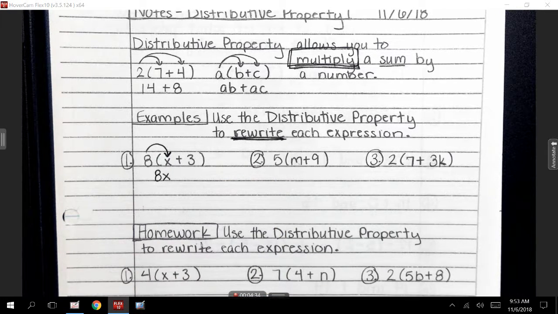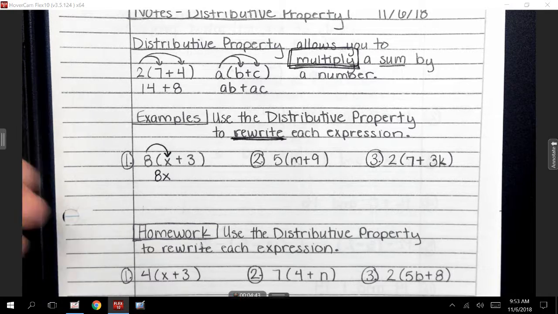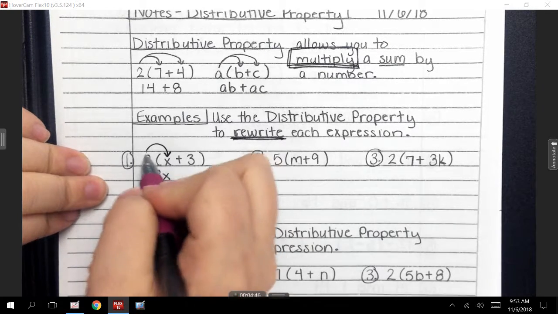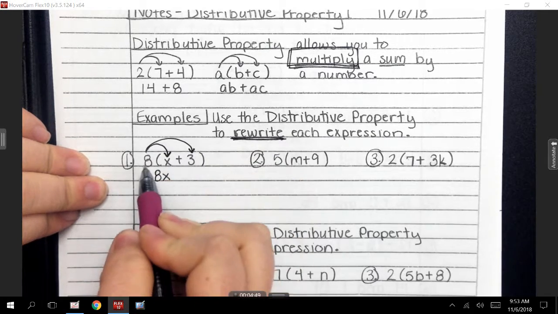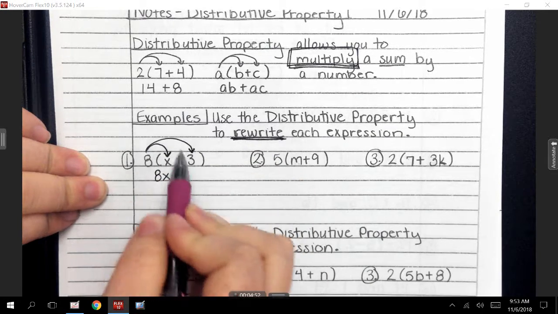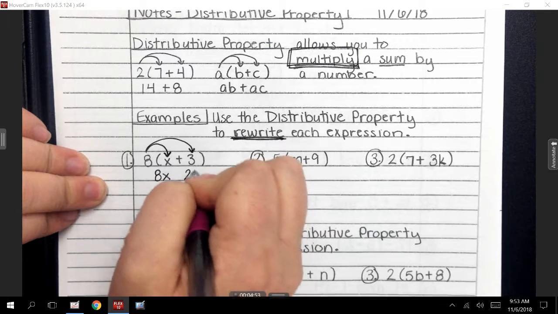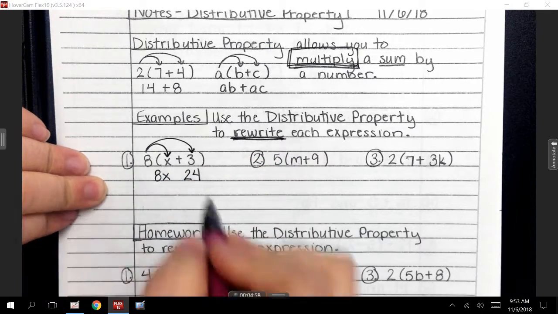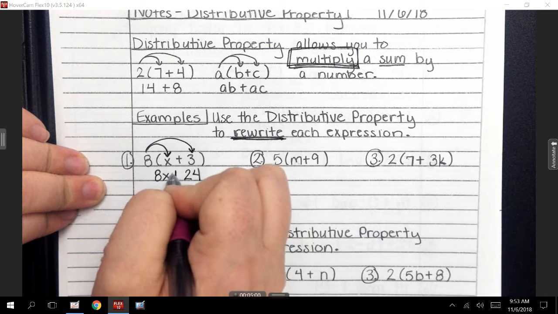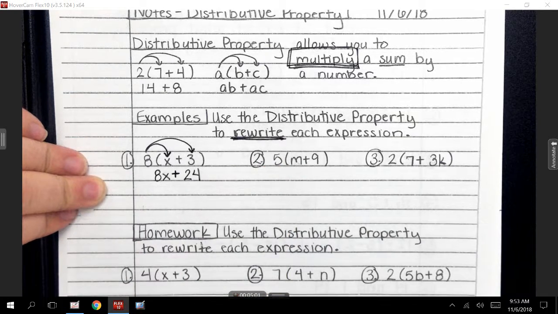All right. I want you to remember when you distribute, you have to pass it out to everything. Remember, I can't just give a notes paper to like 5 people. I've got to give it to every person. So I've got to pass the 8 to x. I've also got to pass it to 3. So guys, when I pass it to 3, that's 8 times 3, which is 24. Have I done anything with that addition sign? No, we're just going to keep it in the middle. The addition doesn't change. We just write it where it was.